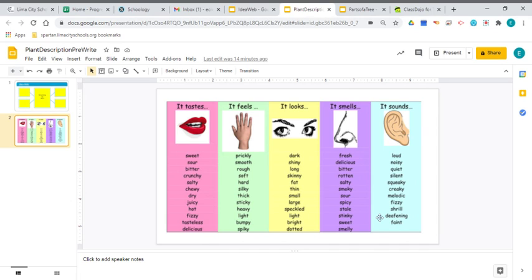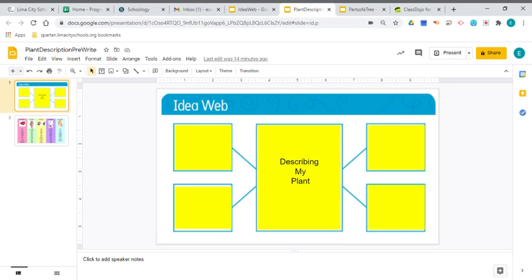So I included a picture of the parts of the plant drawing that I did, and that's what I'm going to use to do my description. So the first thing I want to write is that my plant has bright red petals.